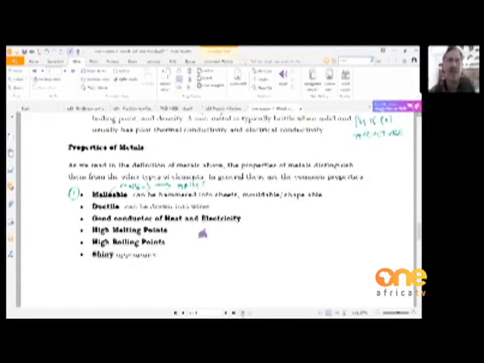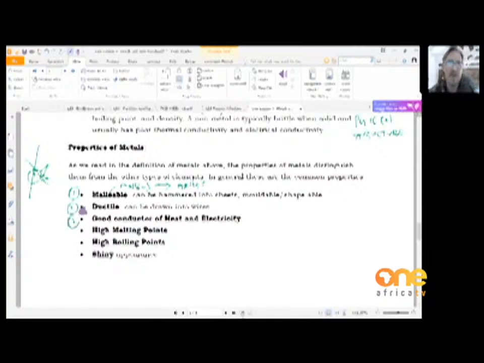Malleable. Okay, ductile. Ductile, well, that's the funny thing about English. Malleable relates to the word mallet, to hammer. When you're thinking ductile, what you should not be thinking is that metals are like a duck. Okay, that's not helpful at all. Ductile means that metals can be drawn into wires. They can be stretched.